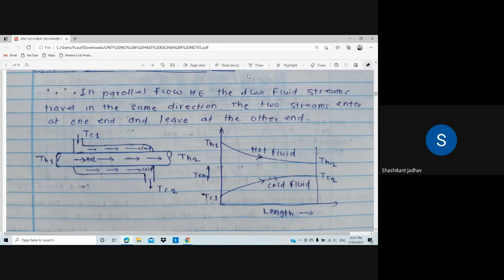Okay, so draw that constructional diagram. TH1, TH2, TC1, TC2. At the center pipe there is a hot fluid, and at the periphery pipe there is a cold fluid. Okay, give the direction. So same direction for the hot fluid and cold fluid. Therefore we say that this type of heat exchanger is nothing but a parallel flow heat exchanger. Okay, then we have to draw the graphical diagram.